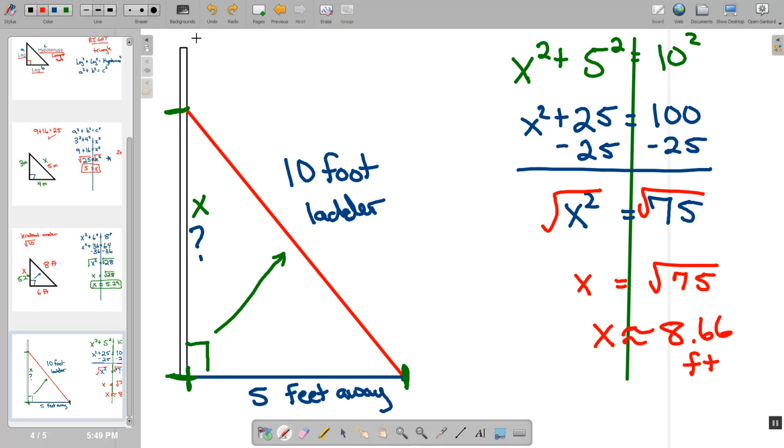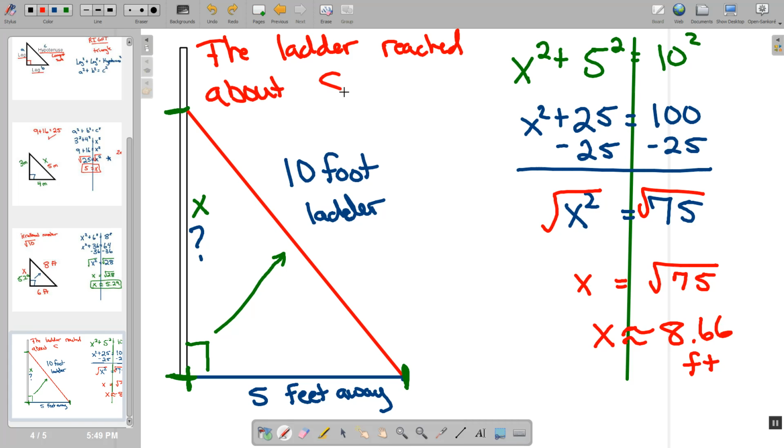And since it's a story problem, you would say the ladder reached about 8 and 66 hundredths feet up the wall.